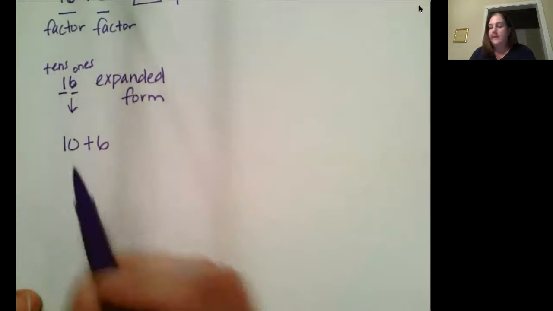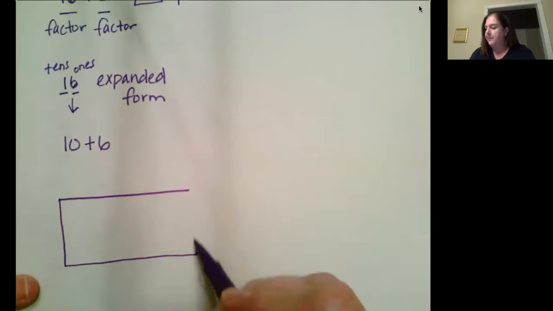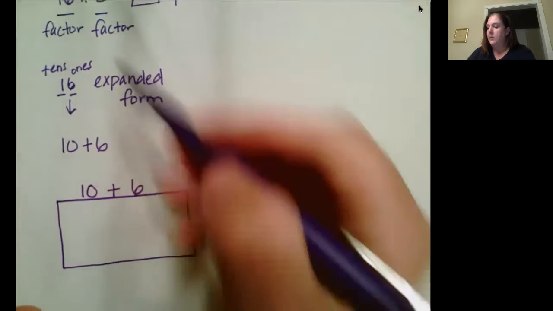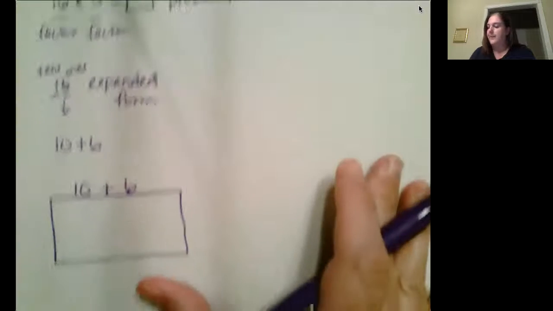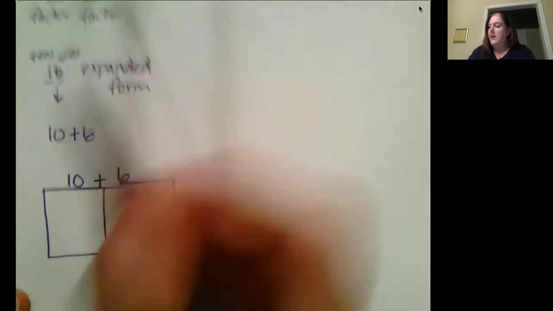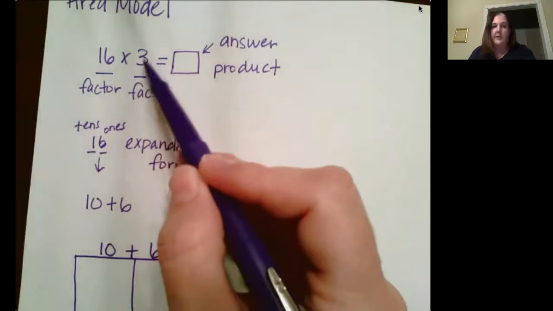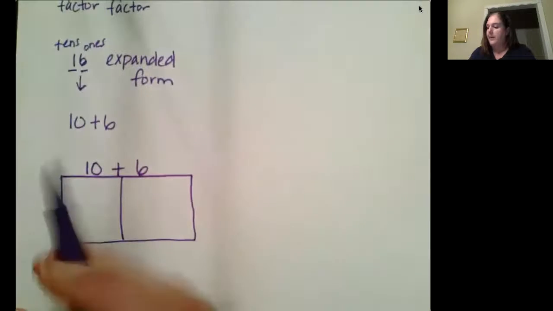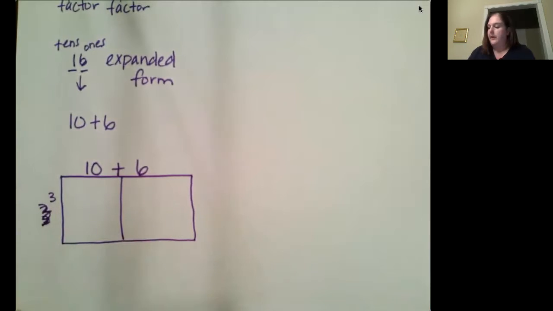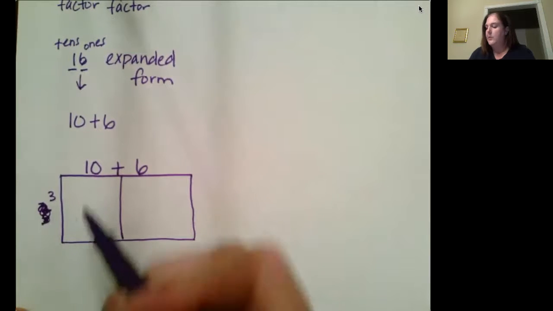We take this form, and the first thing we do is draw a rectangle. Then we write the expanded form on the top: 10 plus 6. So we're representing 16. Wherever I see my plus sign, I'm going to draw a line. Now, it's 16 times 3. 3 is my other factor. In expanded form, it would just be 3 because it's 3 ones. I'm going to write that out to the side. Notice there's no plus sign, so there's no line. So we're done. The next thing we have to do is multiply.